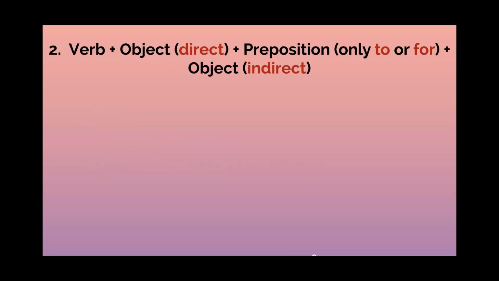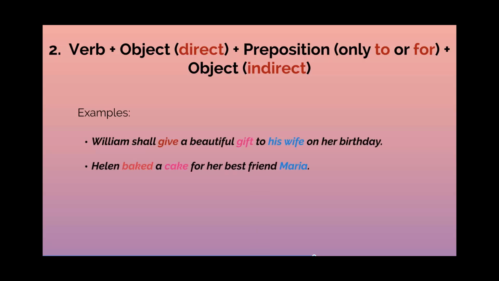Another possible structure is verb, which is followed by the direct object, which is followed by either to or for, which is followed by the indirect object. For example, if we say, William shall give a beautiful gift to his wife on her birthday. Here, William is the subject, give is the ditransitive verb, gift, which is the direct object, is given to his wife, which is the indirect object of the sentence.